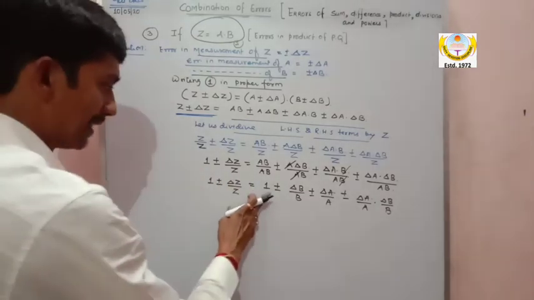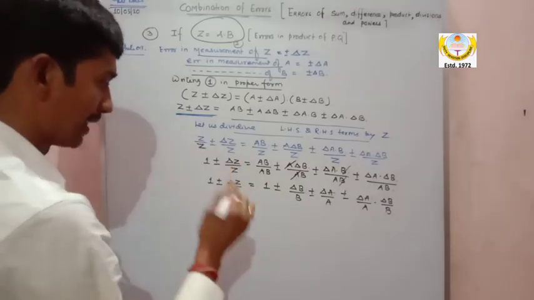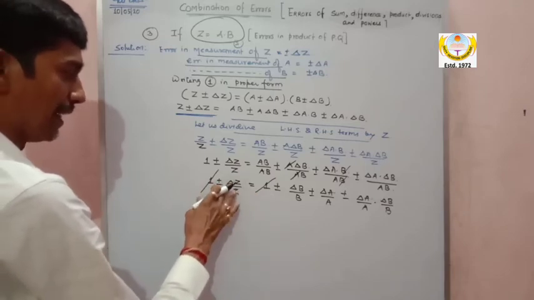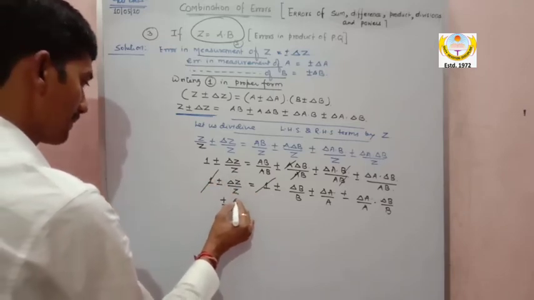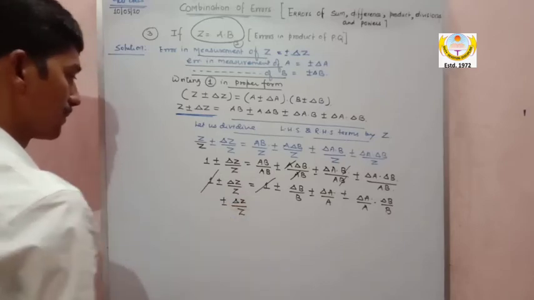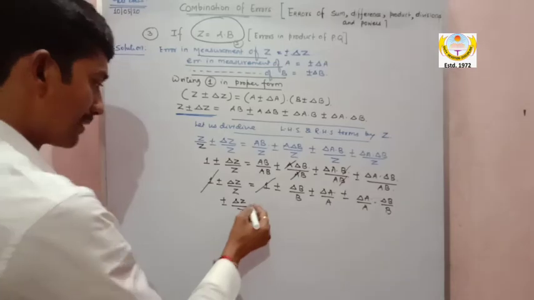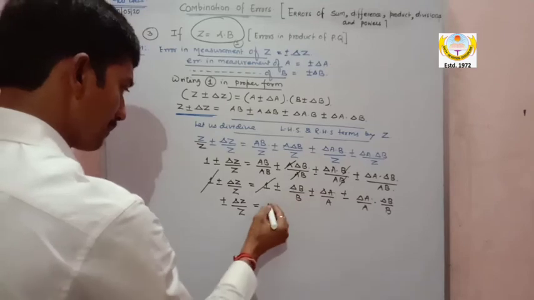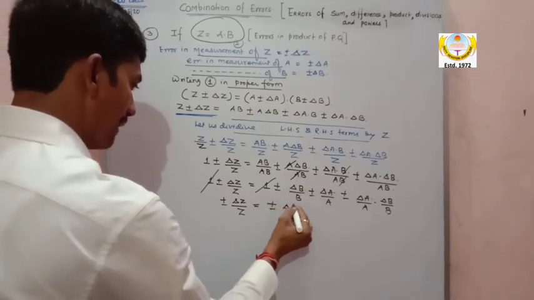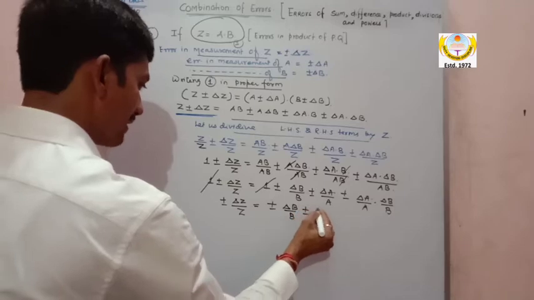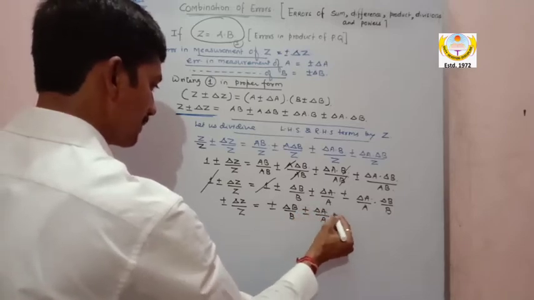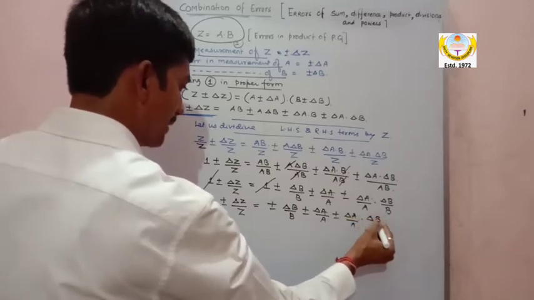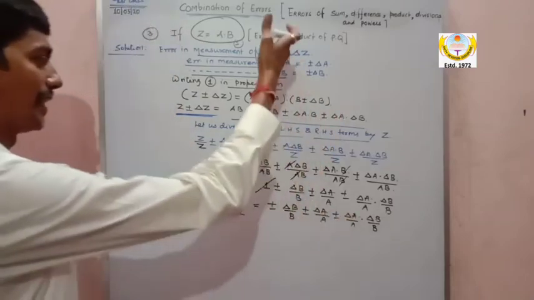Now you can see here this is 1. Now here two things, this 1 and this 1 are gone, because 1 minus 1. So on the right-hand side, and on the left-hand side I have only plus minus delta z by z is equal to plus minus delta B by B plus minus delta A by A plus minus delta A by A into delta B by B. I hope you are understanding.